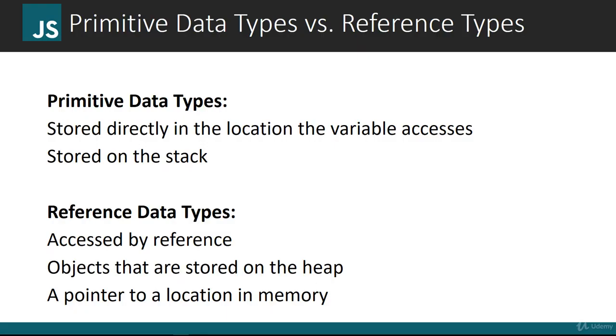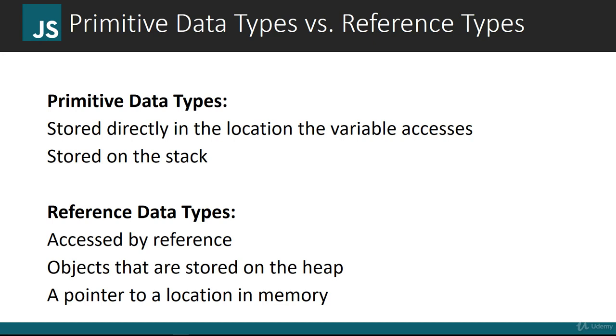Now in JavaScript, there's a bunch of different types, but there's basically two types of data types, and that's primitive and reference. All right, so I don't want to go too deep into this, but I do want you to have kind of a basic understanding of it. With primitive data types, the data is stored directly in the location that the variable accesses. It's stored on the stack. When you access primitive data, you access it by its actual value.